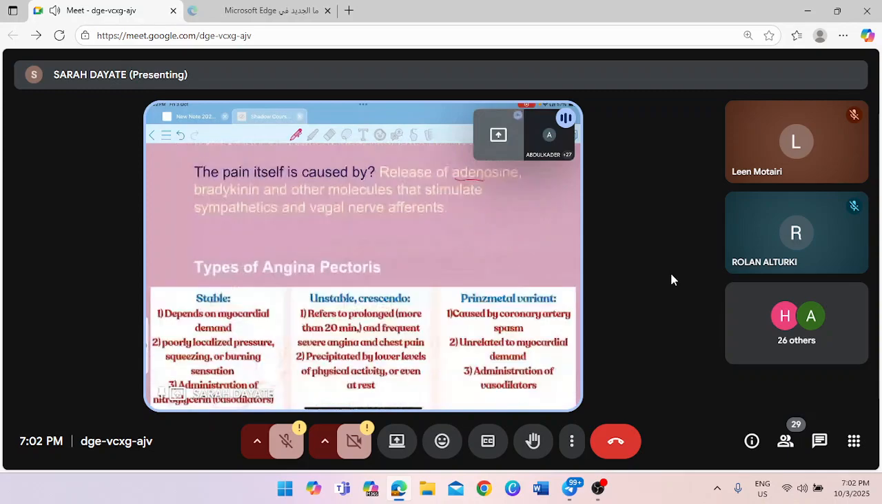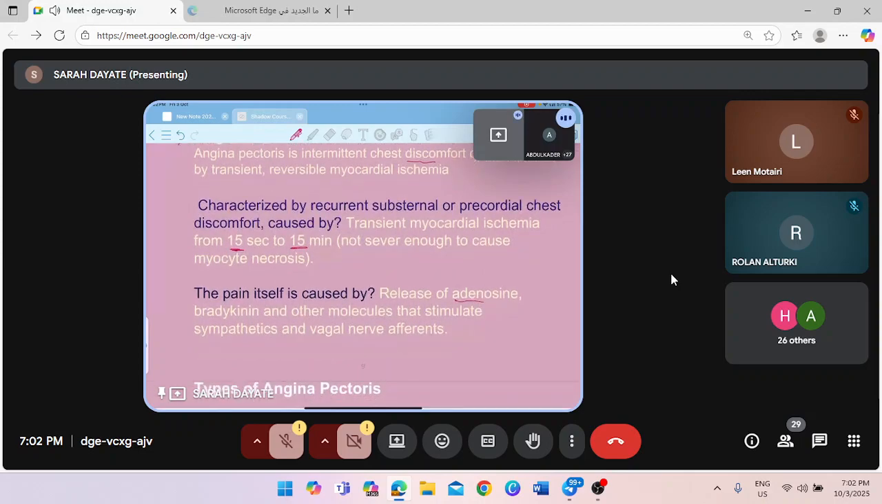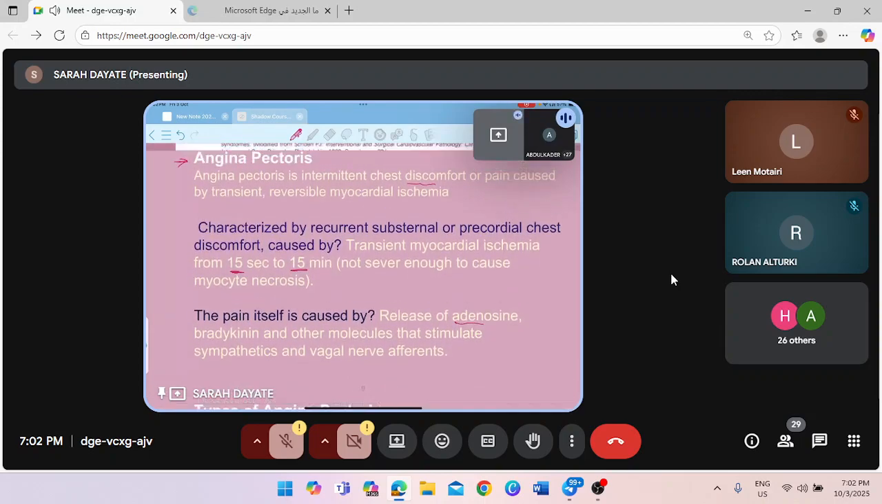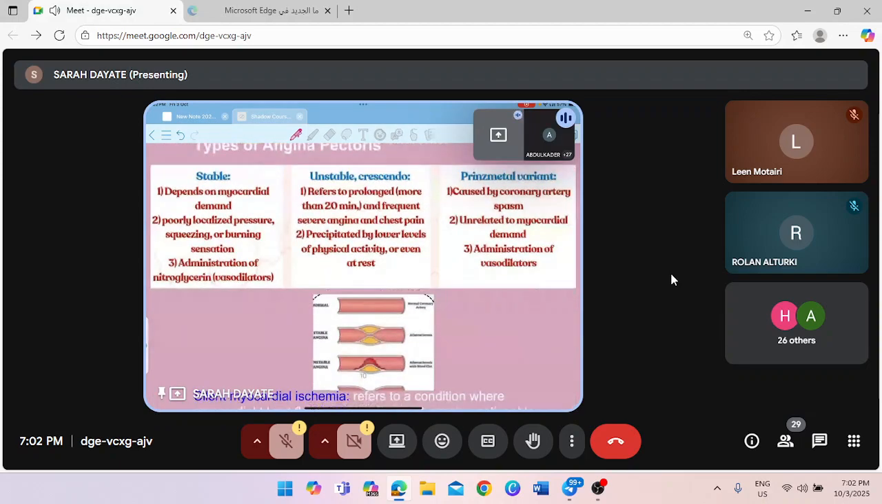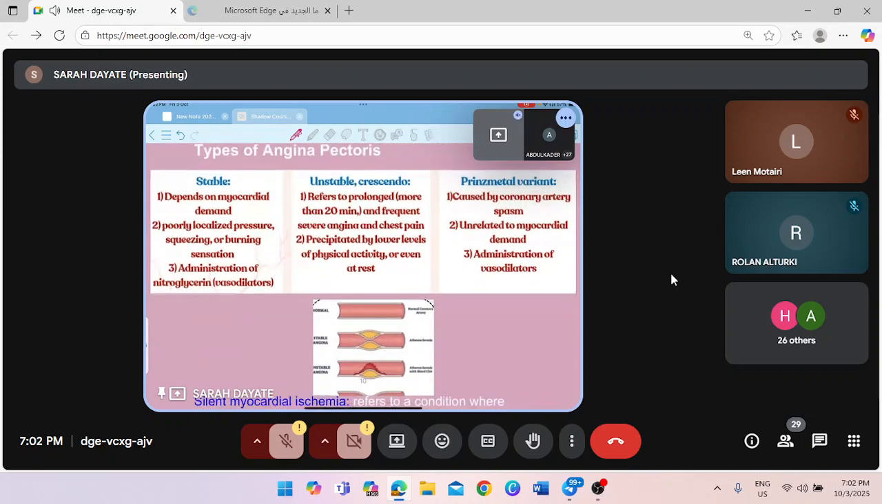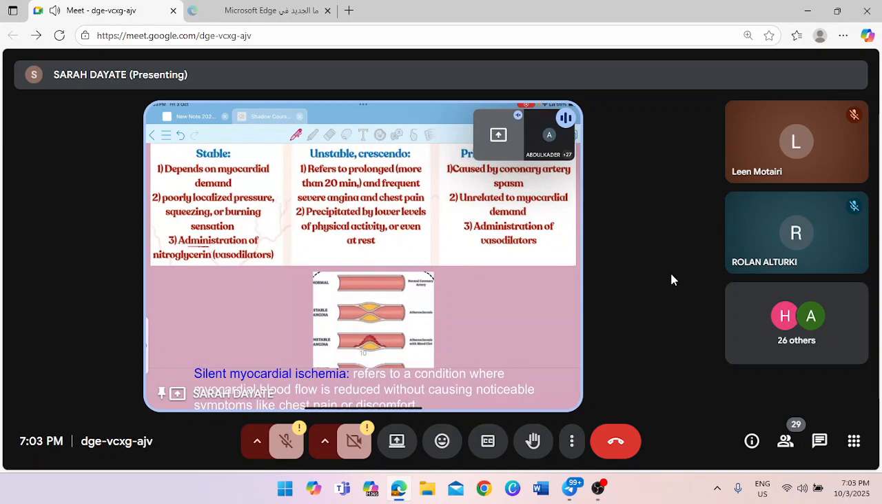Okay. And this angina pectoris is increased by any activity the patient does, and also by going into high areas. And here are the types of angina pectoris. We have the stable type, which depends on myocardial demand. It's a poorly localized pressure, like a burning sensation, but it's not so severe. You can treat it by administering vasodilators such as nitroglycerin.